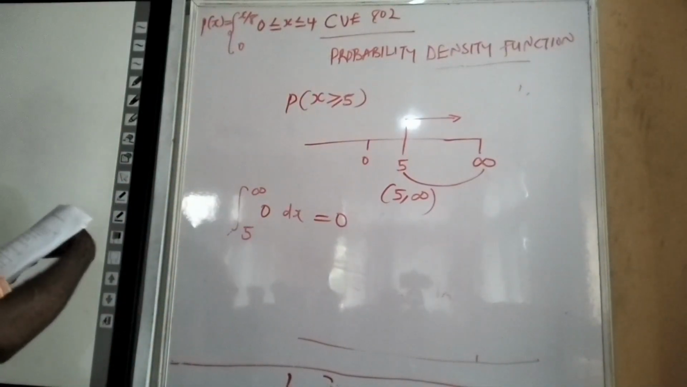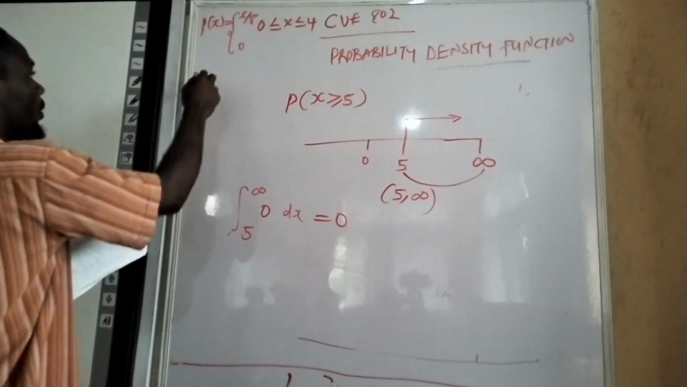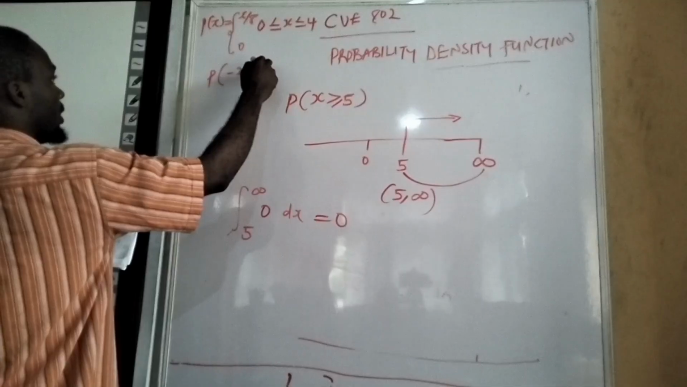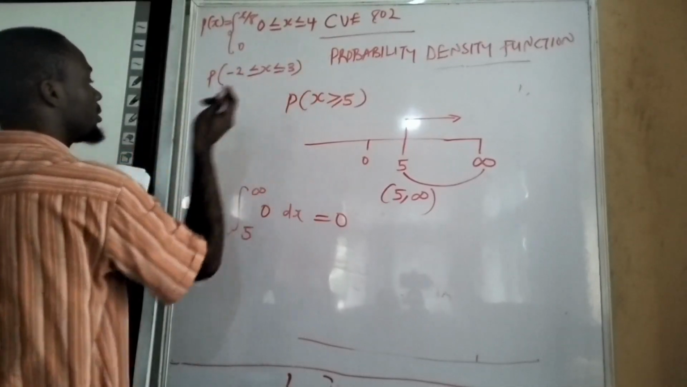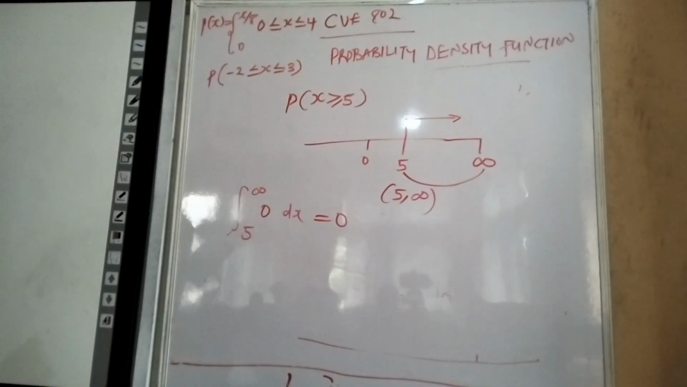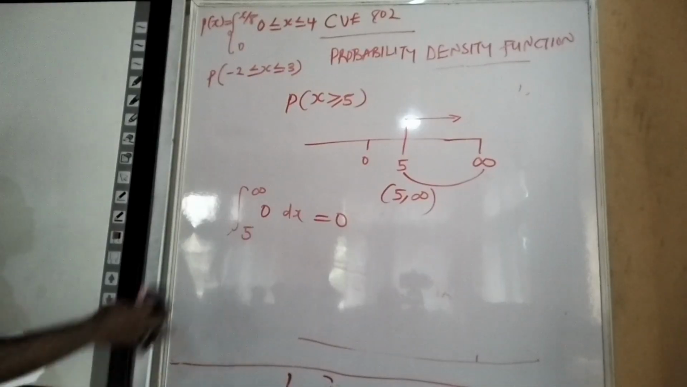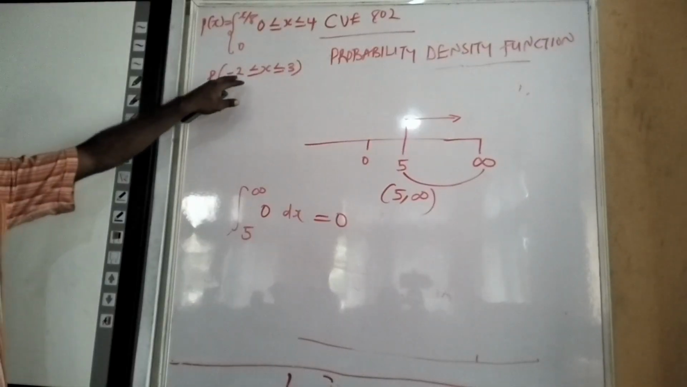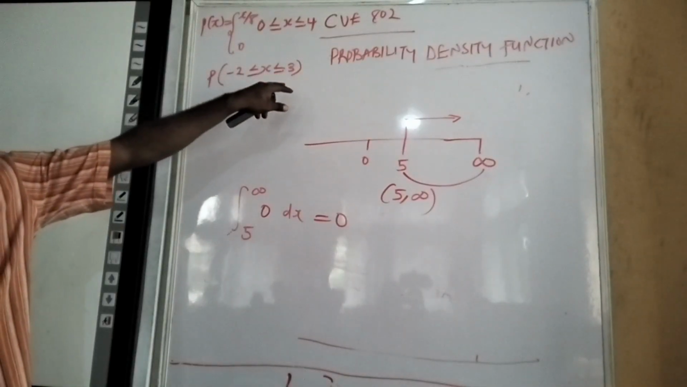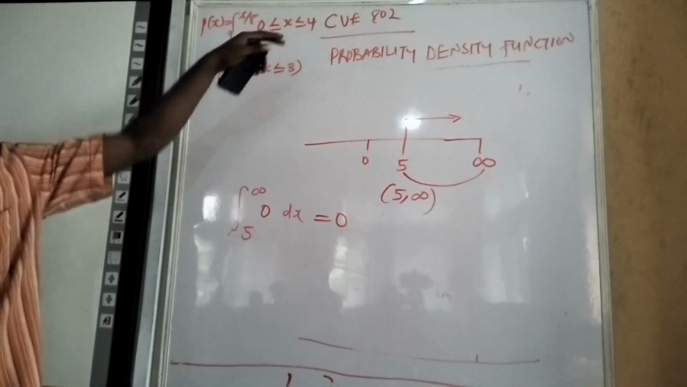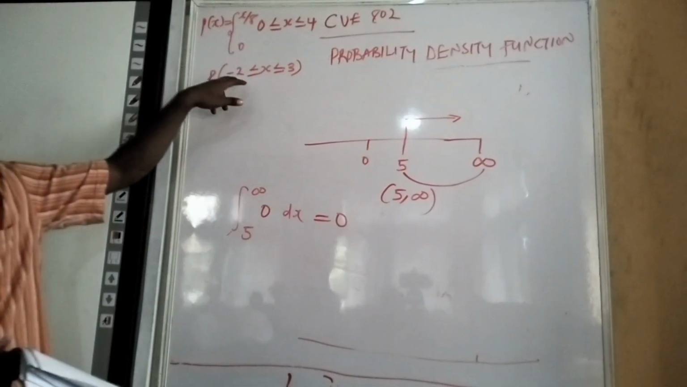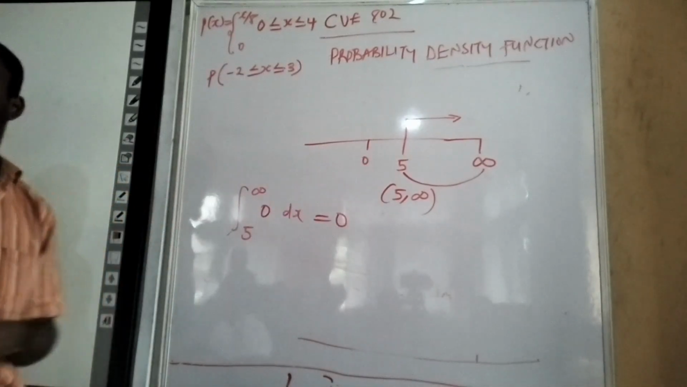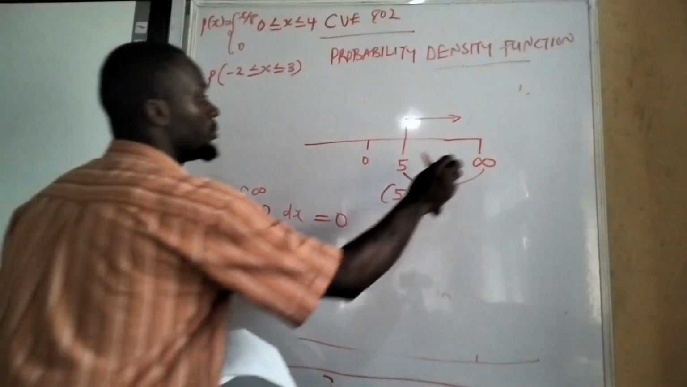So the next one says we should look for P, minus 2 less than or equal to x less than or equal to 3. You ask yourself, can you find minus 2 and 3 inside here? You cannot find minus 2 here, but you can find 3 here. That's why you must put it on your number line.